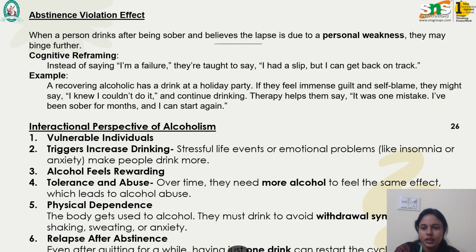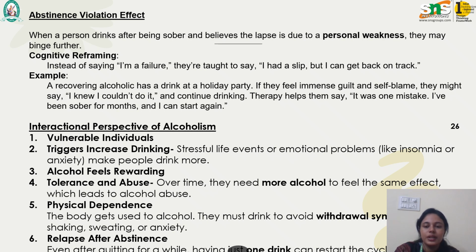The next one is the abstinence violation effect. When a person drinks after being sober and believes the lapse is due to personal weakness, they may binge further. So we should teach the client to reframe their thought process. Instead of saying, I'm a failure, I can't withdraw from this habit, we should teach them to say, it's okay, I had a slip, but I can get back on track. I can withdraw from this habit. We can teach this type of confidence to the clients.